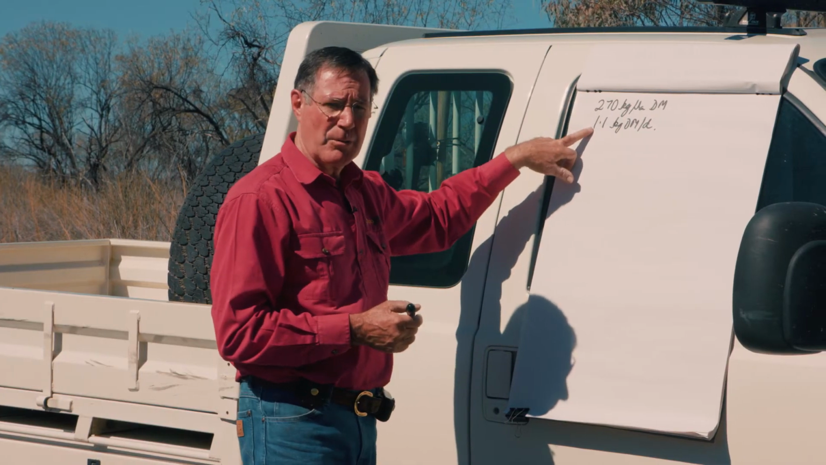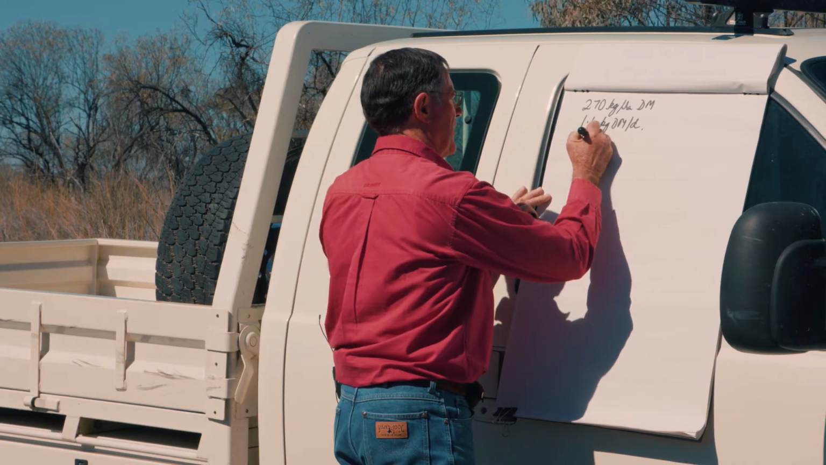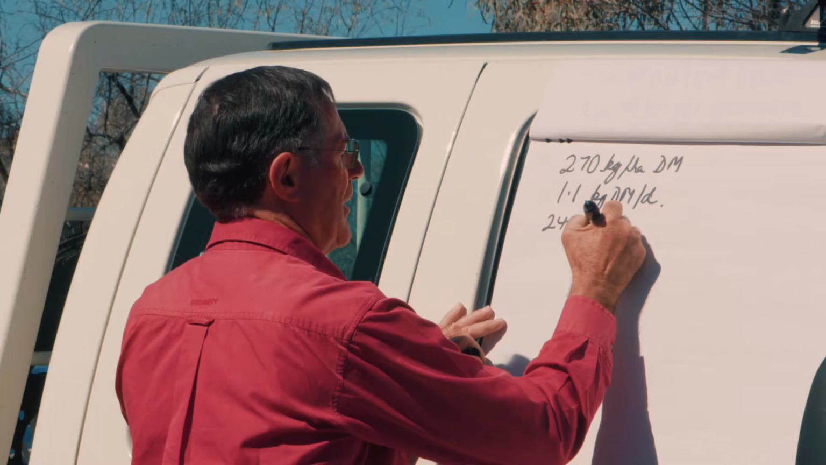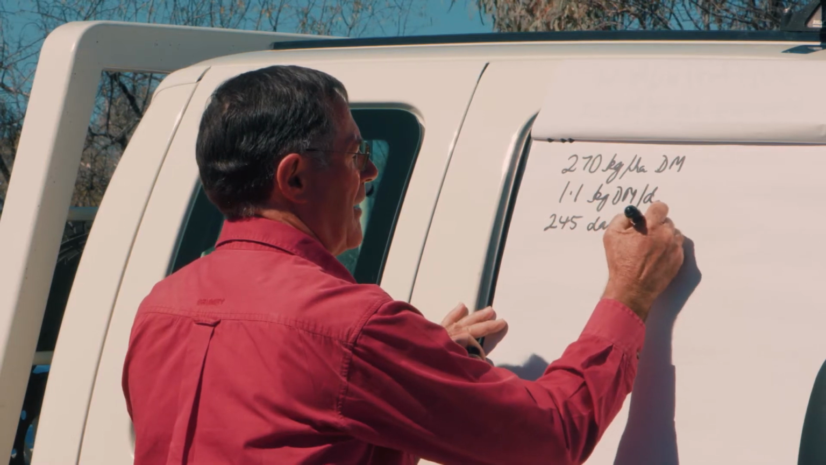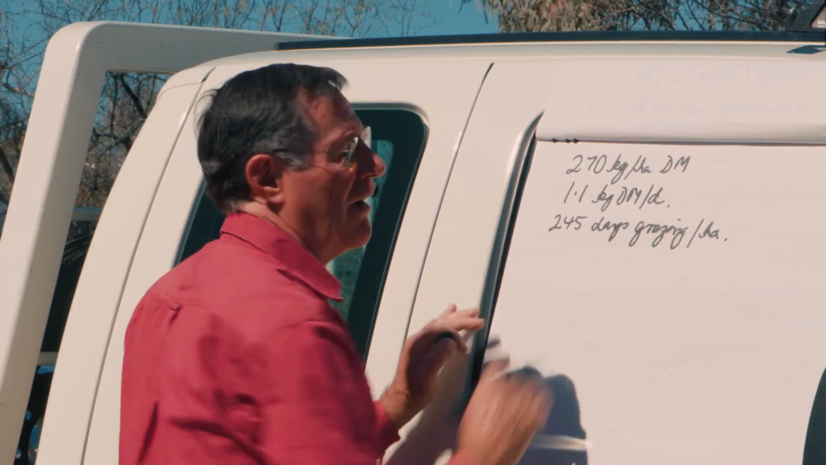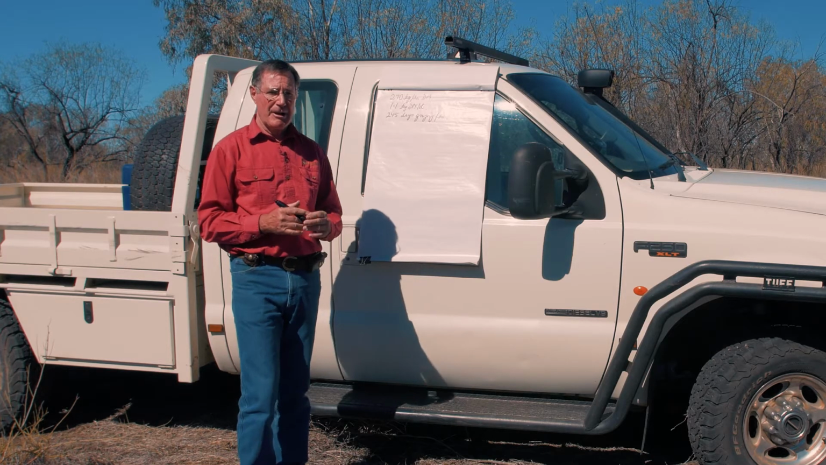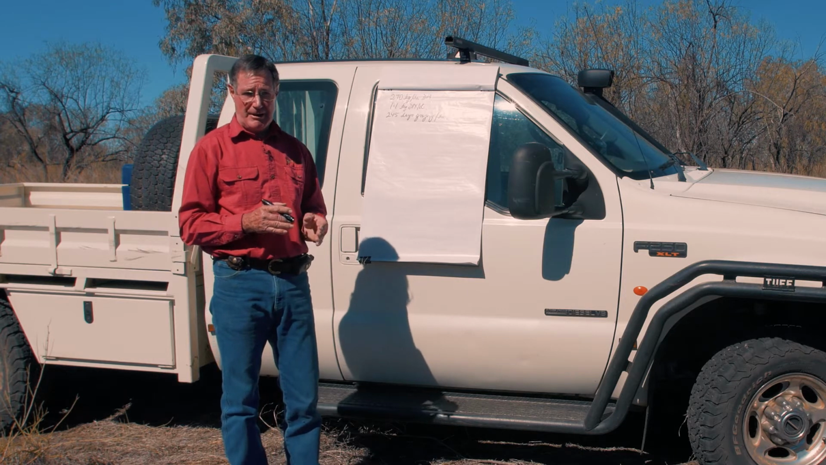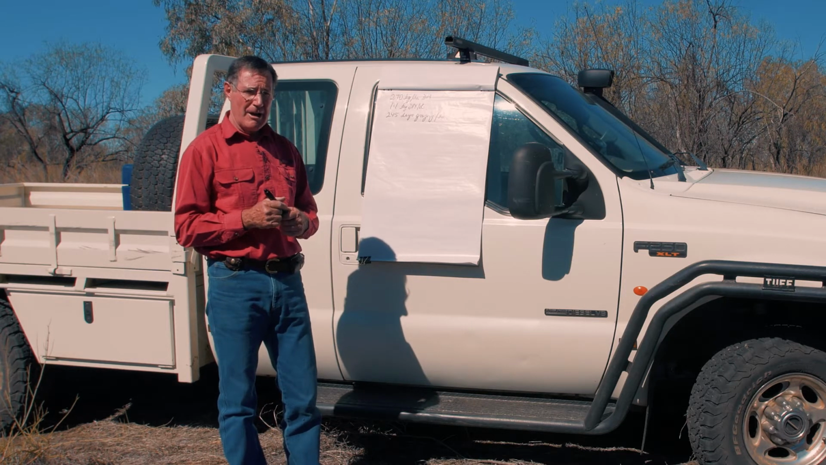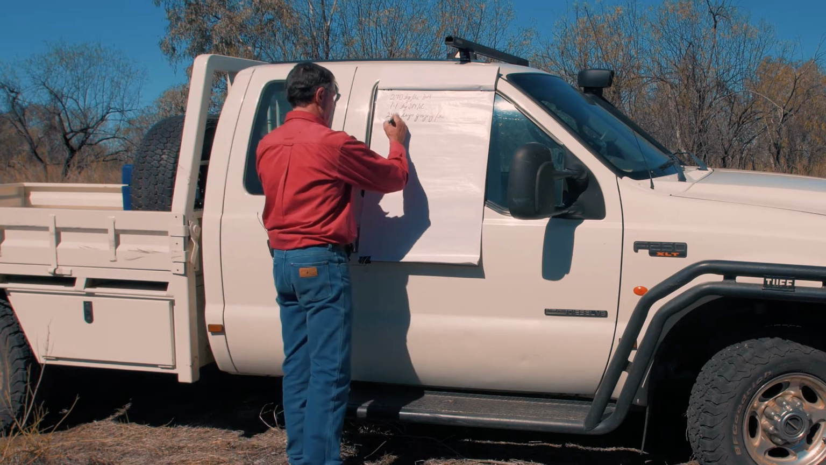270 divided by 1.1 gives us 245 grazing days per hectare in that paddock. Now what we need to know is the grazing period. So how long do we intend to graze the stock in that paddock? And we normally do a forage budget at the end of the growing season, so we're going to start at the 1st of May.